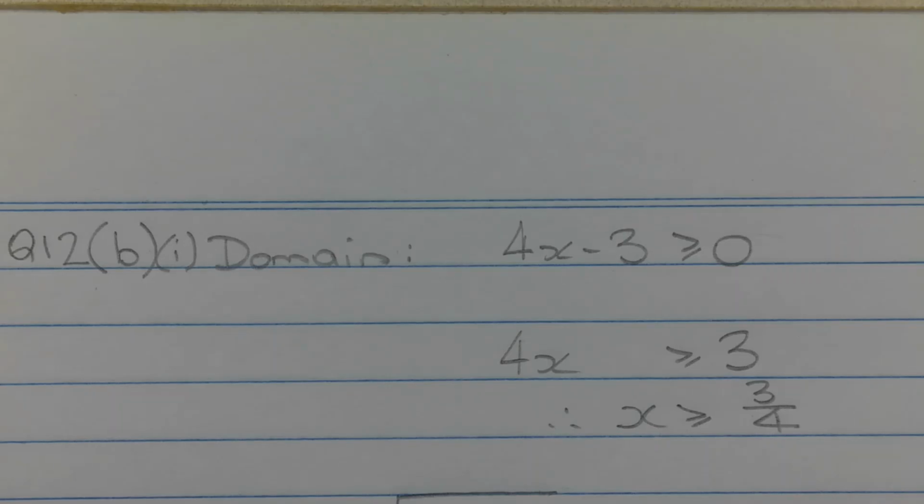The expression inside the square root, that is 4x minus 3, has to be greater than or equal to 0. So we can solve this inequality for x. Moving the negative 3 over to the other side becomes positive 3. The inequality becomes 4x is greater than or equal to 3. Dividing both sides of the inequality by 4 to make x the subject, we get x is greater than or equal to 3 over 4.